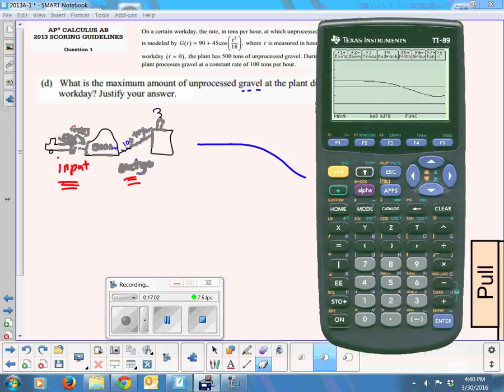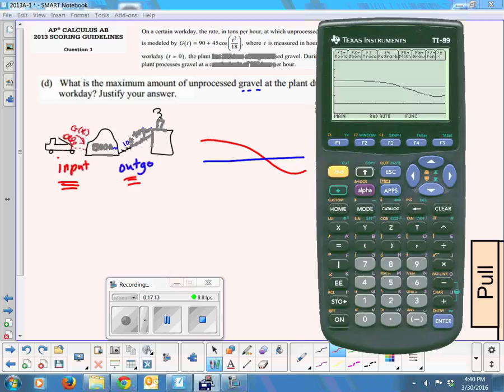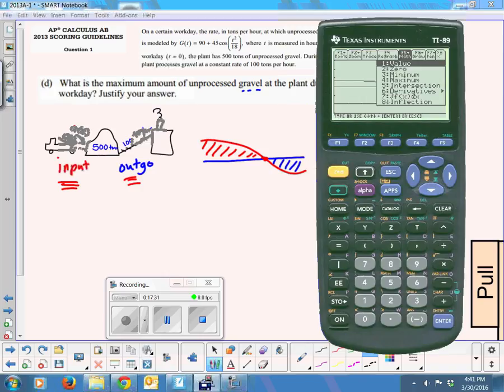Whew, there it is. So it looks like, I'm going to sketch this thing. Color code. Here's my input. And here's my outgo. So it sure looks like we have more coming in than going out until we get to that point. And then we have more going out than coming in. So I'm thinking it would be really nice to find that point. Hey, we have a calculator.